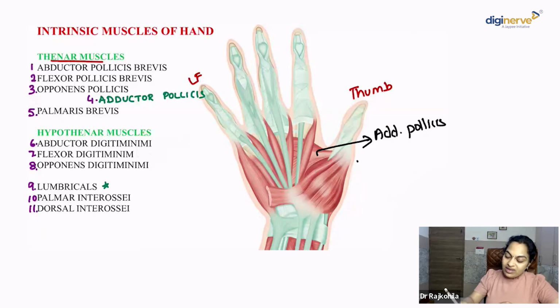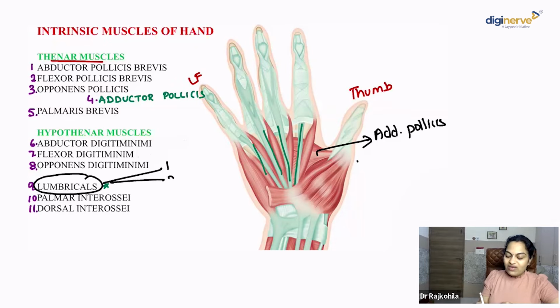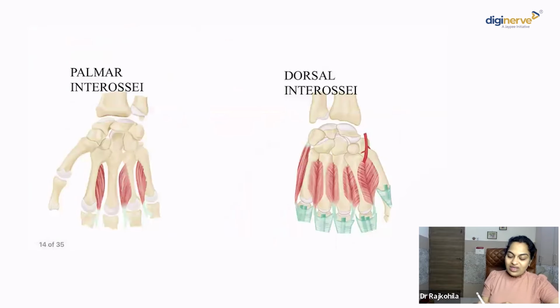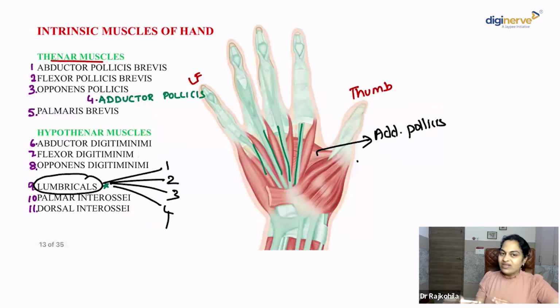You can make out the tendons of flexor digitorum profundus, and originating from the sides of the tendon of flexor digitorum profundus are the lumbricals. How many lumbricals are there? Four, right? The first, second, third, and fourth. Yes. And apart from that, you get to see the palmar interossei, which are unipennate, and these are the dorsal interossei, which are bipennate. So these are all the muscles in the hand.